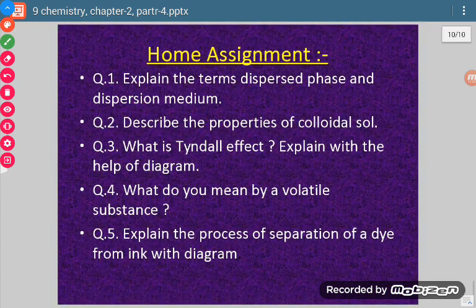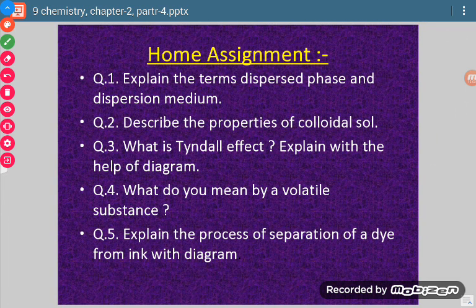Now whatever we have studied, on the basis of that you have to solve these home assignments.